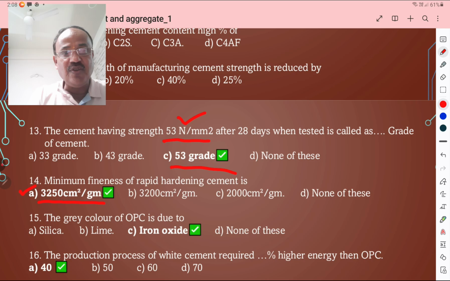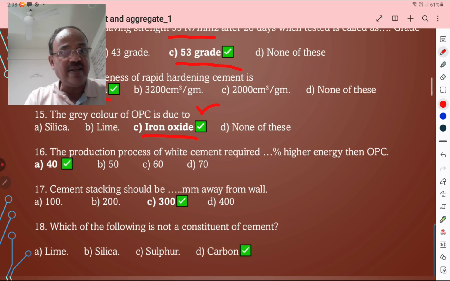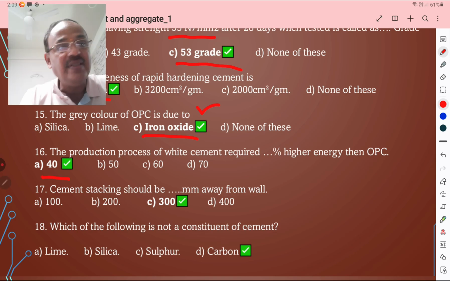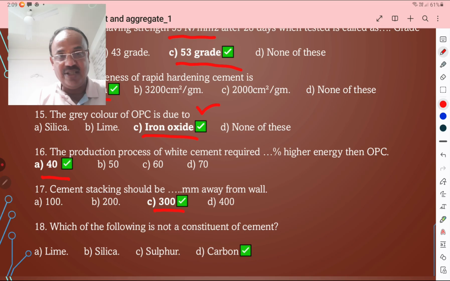The gray color of OPC is due to iron oxide. Gray color is due to iron oxide. Then the production process of white cement requires 40% higher energy than ordinary Portland cement. Cement stacking should be 300 mm away from the wall, or 30 centimeter away from the wall. That is important. Which of the following is not a constituent of cement? Lime, silica, sulfur, alumina? Alumina is also a constituent of cement. Carbon is not a constituent of cement.